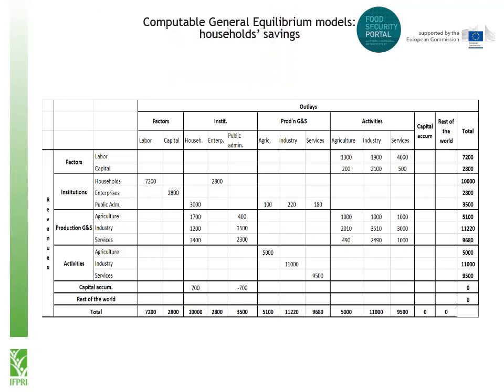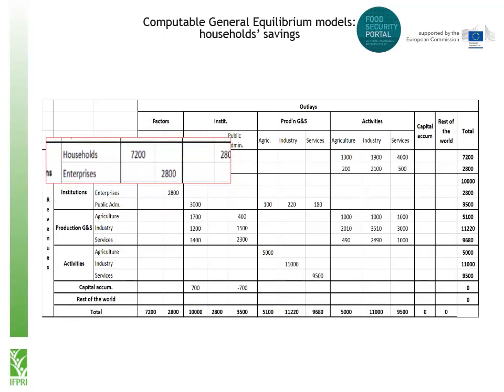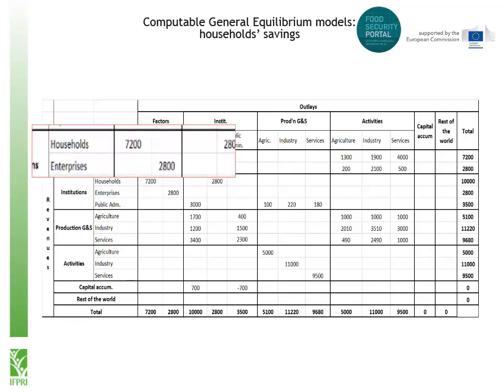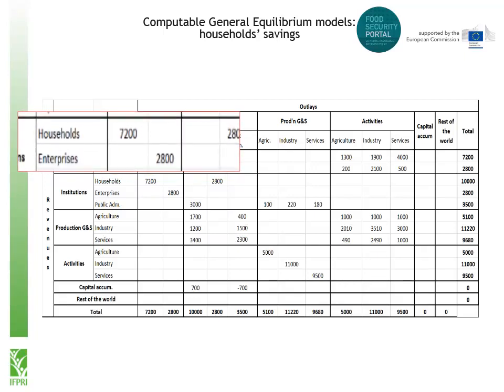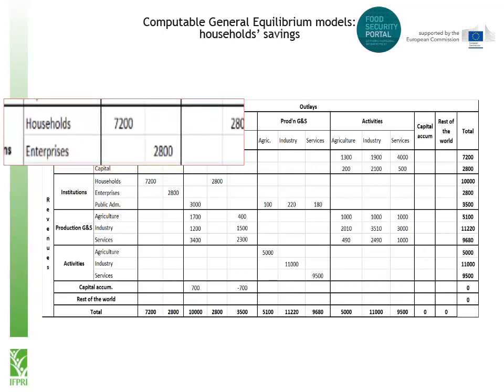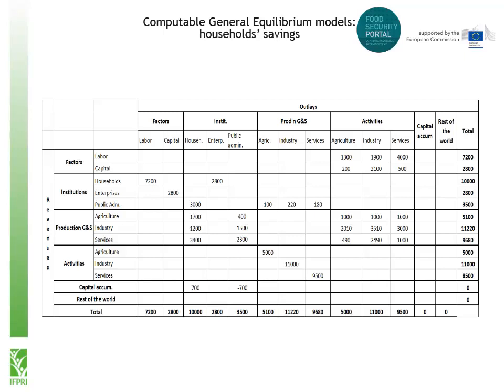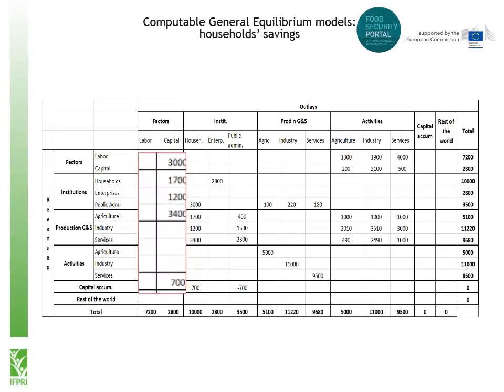And so this gives birth to households' income, so directly for labor, and concerning capital, capital gives remuneration to enterprises which distribute profits to households. And so with a total income of 10,000, households can finance first payment of income taxation to public administration, then final consumption to the agricultural sector, the industrial sector, and the services sector.